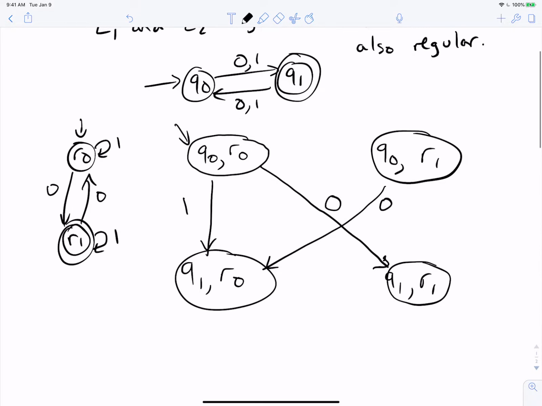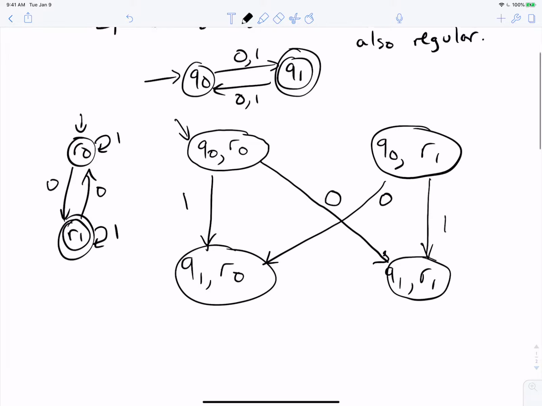What about on input 1? Where would that take us? Q1, R1, because we are in Q0, that takes us to Q1 no matter what. And we're in R1 right now, which has a self loop on 1, so we stay in the R1 column. So we go down like this. Let's do the other 2.